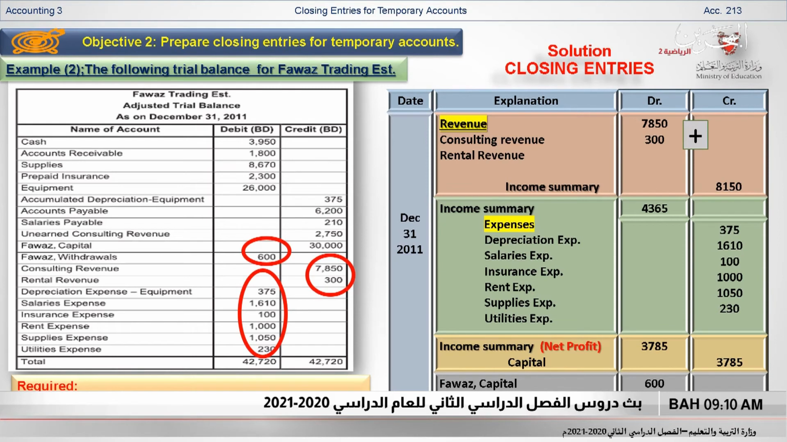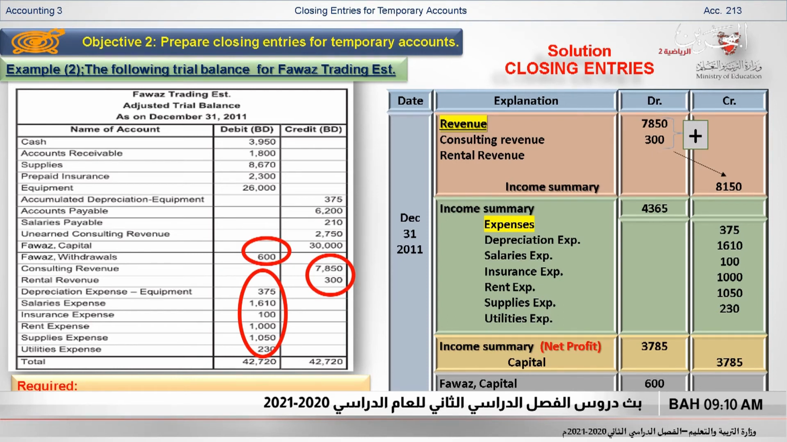You have to prepare one journal entry that debits consulting revenue and rental revenue accounts one by one and credit income summary for the total revenues of 8,150 BD.